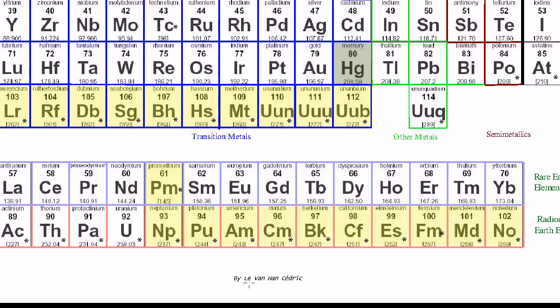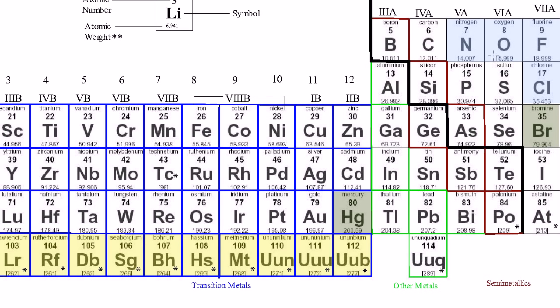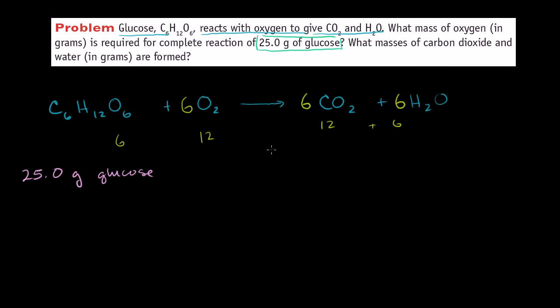And I want to give proper credit to the person whose periodic table I'm using, Leman Han Cedric. I got this off of Wikimedia Commons. It's a Creative Commons attribution license, so I want to make sure I attribute the person who made the periodic table. But we have oxygen. It has an atomic weight of 15.9999. Usually it's given as 16, but I'll just write it like that. So oxygen is 15.999. And we're going to have to figure out carbon and hydrogen.